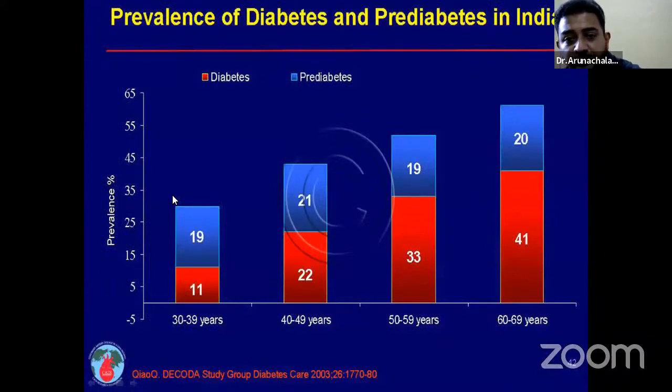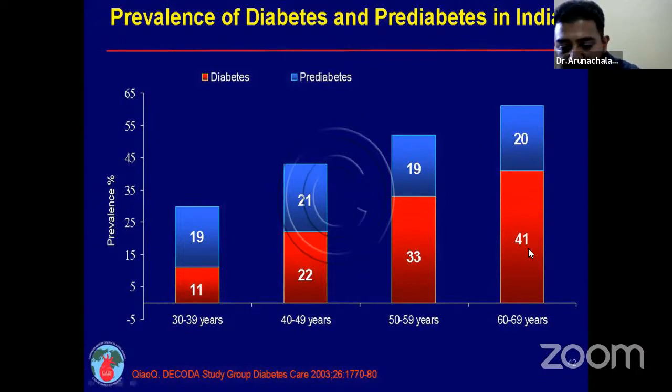Now, this is the ratio of diabetes and pre-diabetes present in India. Among 30 to 39 year old males, the pre-diabetics are more. So here, if we control these pre-diabetics properly and monitor them properly, over a period of time, the people who are getting converted into the red zone, that is the diabetic zone, will be diminished. So it is better to go for an early intervention or early attention to these people.